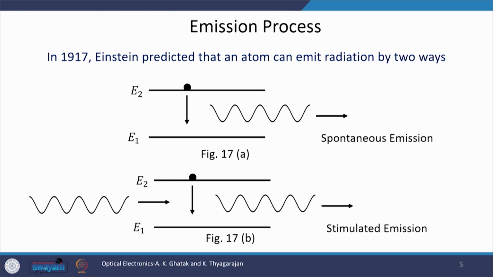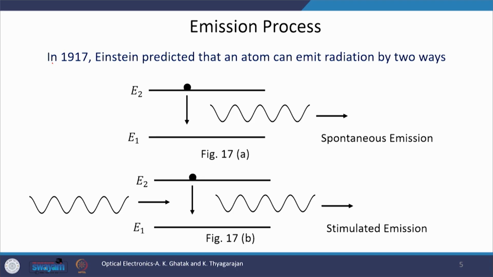Similarly, if the electron is in the upper energy state, then after residing there for a while, it may go down to the ground state or the first state, and during this process it emits a photon of energy h nu or h cross omega. This process is called emission.